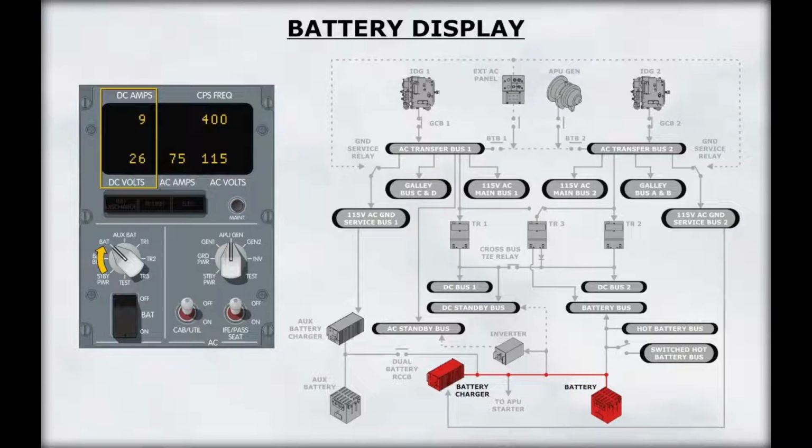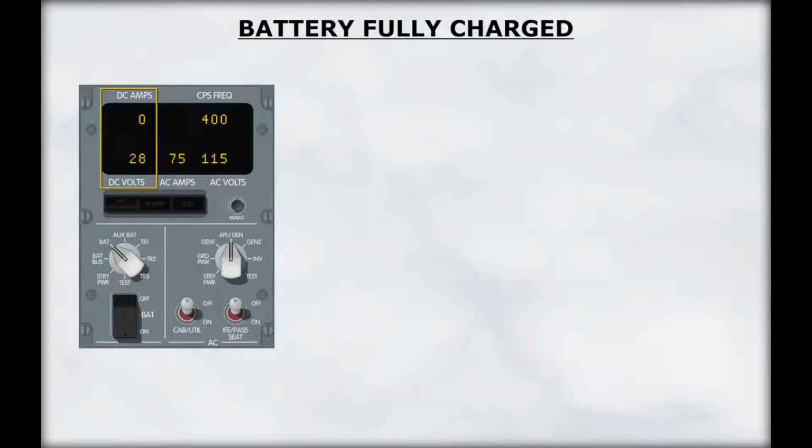When the battery charger is operating, the meter indicates 22 to 30 volts with a positive amperage. When the batteries are fully charged, the voltage will remain at 28 and the amperage indication will be near zero.